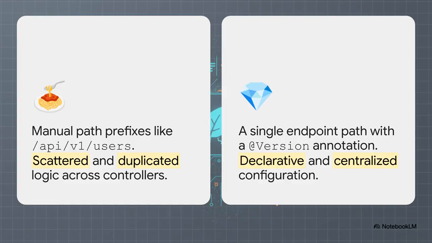And this is where you can really see the difference. On the left, that's the old way. A bit messy, with version numbers just crammed into your URLs and logic all over the place. But on the right, that's the new way. It's clean, it's declarative, and it's all managed in one spot with a simple annotation. It is so much better.